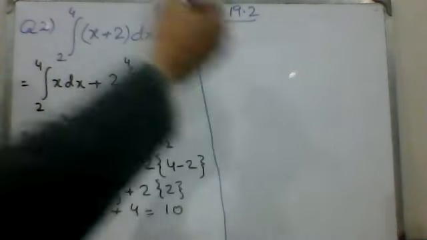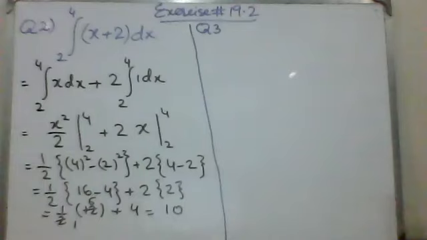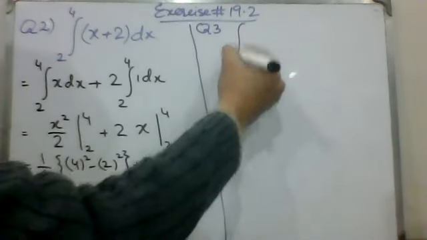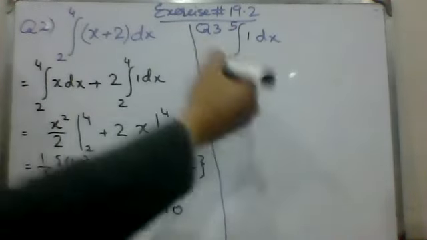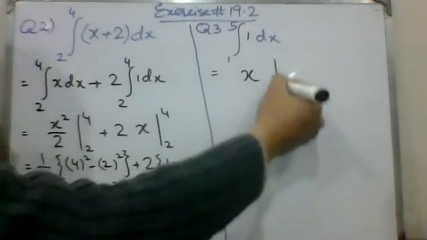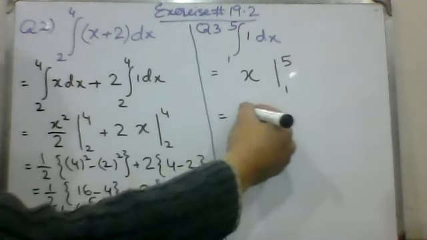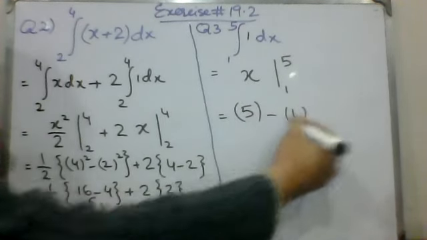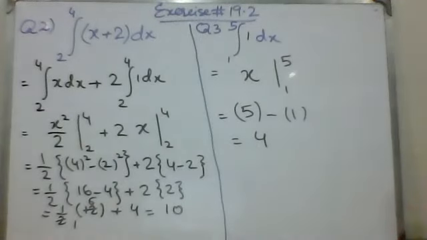Question number 3. Exercise question number 3 is simple, written as integral from 1 to 5 of dx. That means here there is nothing but 1. So how can we integrate? The integral of 1 is x and the limit is 1 to 5. First we put in the place of x 5, then minus 1. So 5 minus 1 we get 4. So that is our problem solved. A simple problem that is given to us.